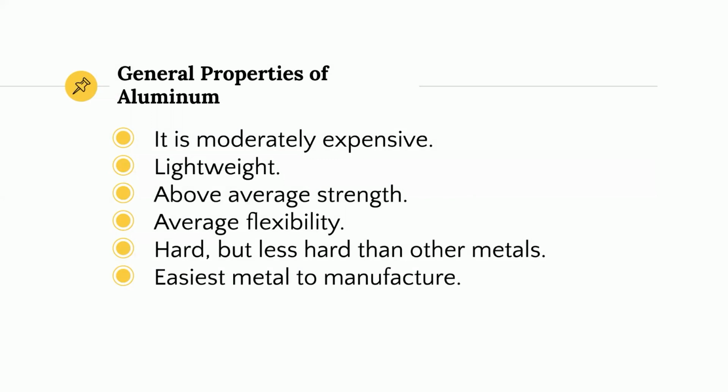The general properties of aluminum are they are moderately expensive, they're lightweight, they have above average strength, they have average flexibility, they're hard, but less hard than other metals, so they're slightly easier to deform, and they're the easiest metal to manufacture with. So the most important quality here is that it's lightweight and it's strong.